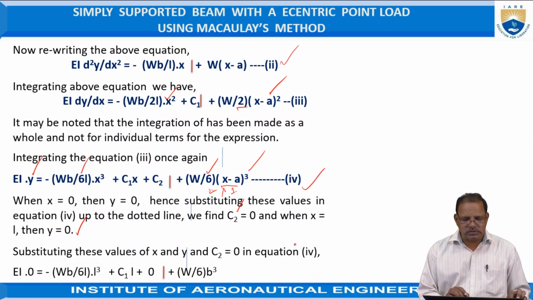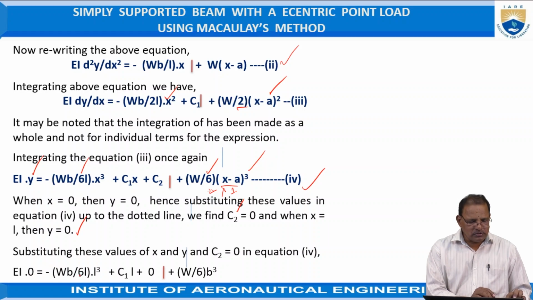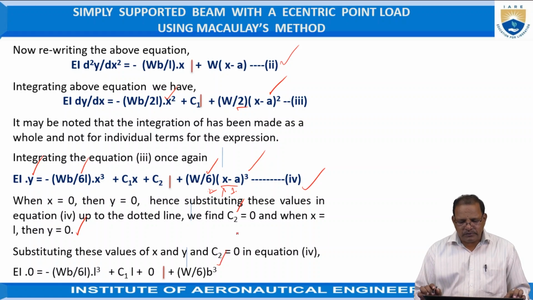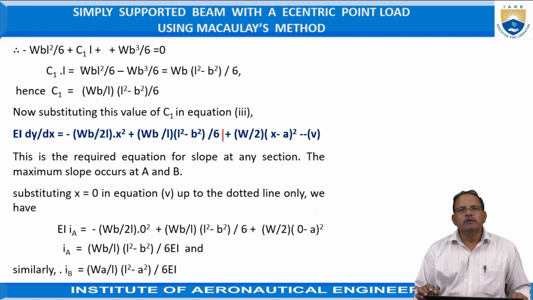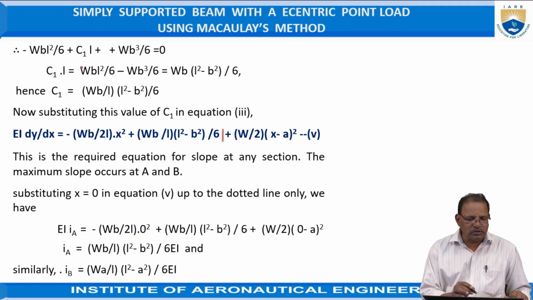First I am substituting the values of x and y and C2 equal to 0 in equation number 4, for evaluation of C1. We get EI into 0 equal to minus half WB by 6L L cube, plus C1 into L, since x is equal to L, plus 0 plus W by 6 b to the power of 3. From these equations we get WB L square by 6 plus C1 L plus WB cube divided by 6 equal to 0, or C1 L is equal to WB L square divided by 6 minus WB cube by 6, which is equal to WB (L square minus b square) divided by 6, or C1 is equal to WB by L into (L square minus b square) divided by 6.